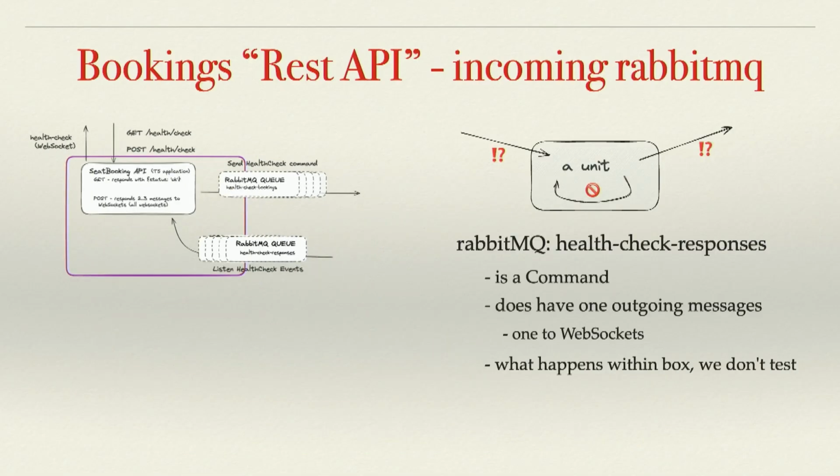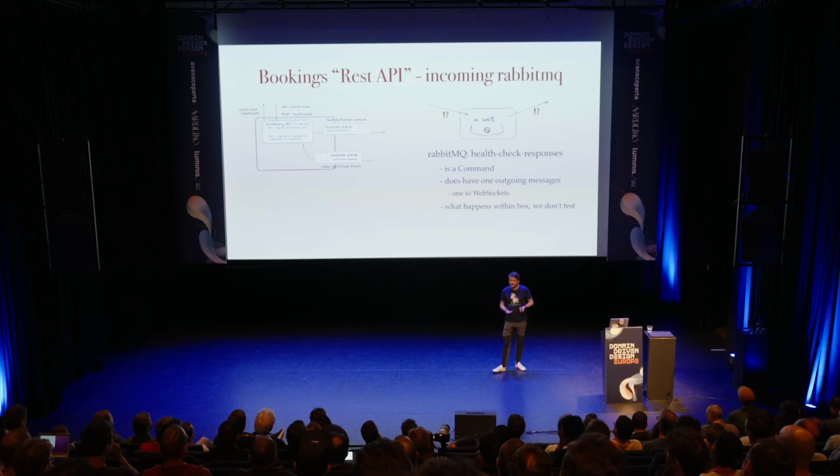Again, it's a command. The RabbitMQ message says, okay, this is the health check status coming from all the other places. Please report this through the WebSockets to all the clients. And what happens within the box, we just don't care. So again, the same thing: an incoming command that has an outgoing command. This is how we test it. We send the message through RabbitMQ, and then we verify that it is going to be published through the WebSockets.